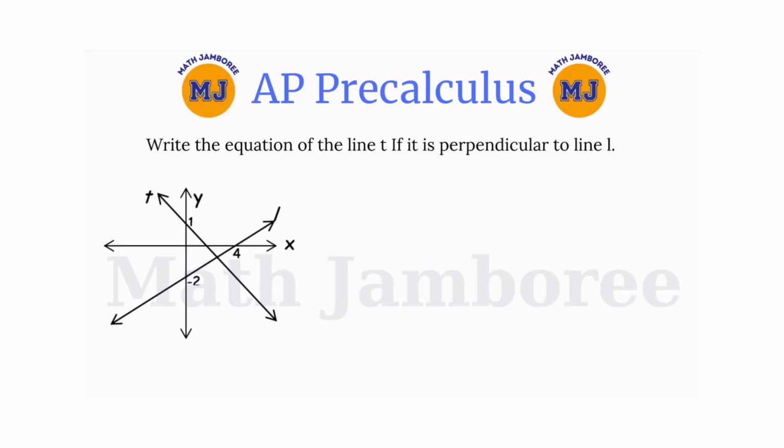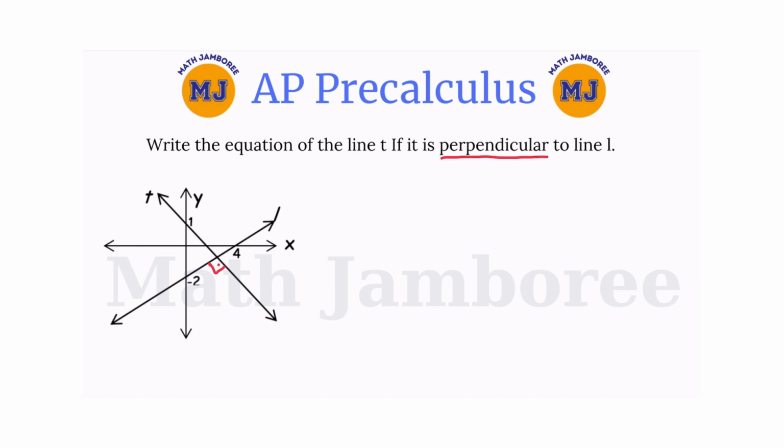In this video, we have another AP Precalculus type of question from the topic of Analytic Study of a Line. Let's solve it together. Write the equation of the line T if it is perpendicular to line L. So we're looking for the equation of a line T, and it is perpendicular. What does perpendicular mean? If two lines intersect at 90 degrees, they are called perpendicular lines.